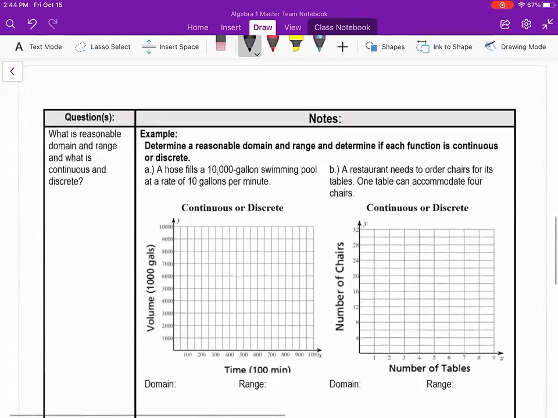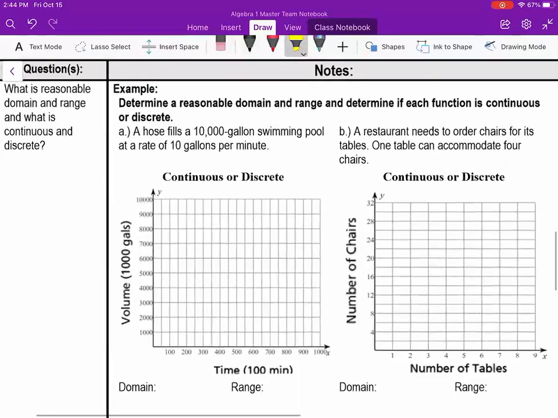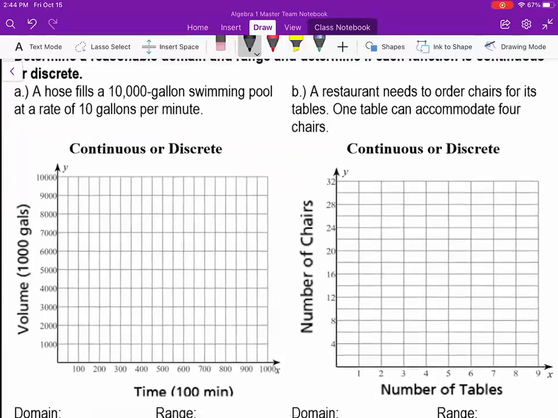Now, when it comes to determining the domain and range for graphs, it comes a little different. So this is the next question or essential question. What is reasonable domain and range, and what is continuous and discrete functions? So let's take an example. A host fills a 10,000 gallon swimming pool at a rate of 10,000 gallons per minute. So let's go ahead and fill this table up.